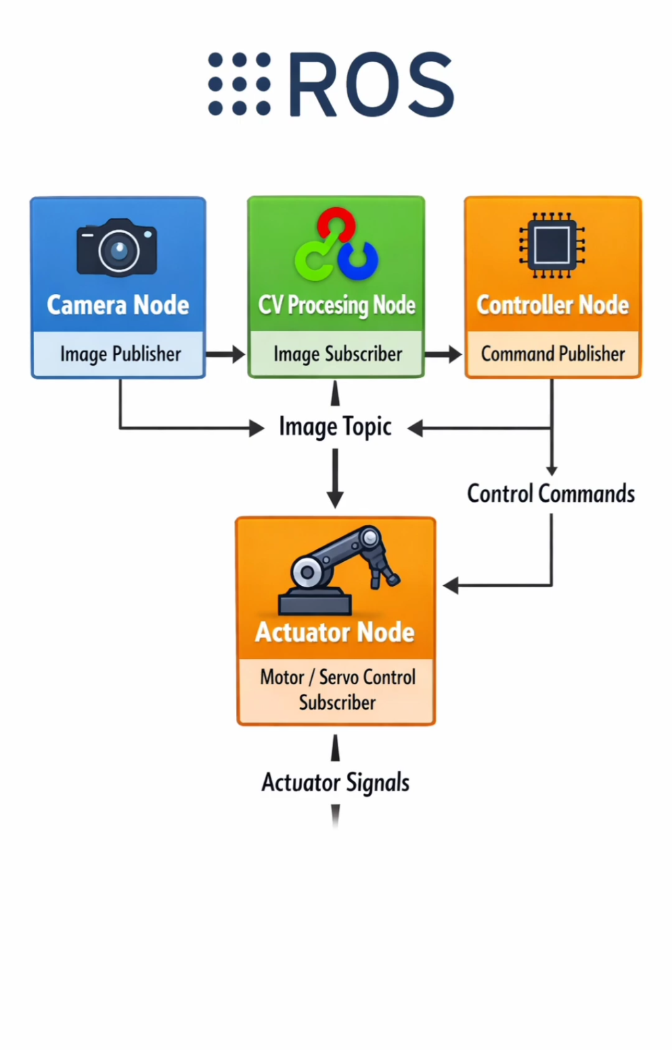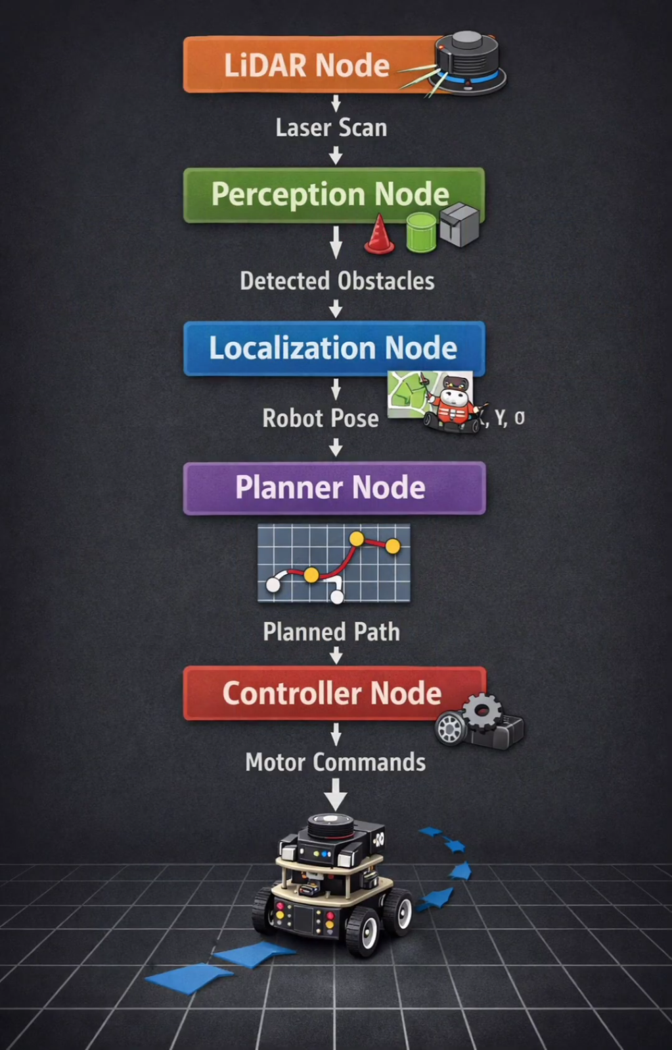ROS organizes the robot software as a network of processes called nodes. Each node performs one function, and nodes communicate using standard interfaces. The most common interface is a topic. One node publishes messages, and other nodes subscribe. For example, a LiDAR node publishes laser scans, a perception node subscribes and publishes detected obstacles, a localization node publishes the robot pose, a planner node subscribes to pose and obstacles and publishes a path, and a controller node subscribes to the path and publishes motor commands.